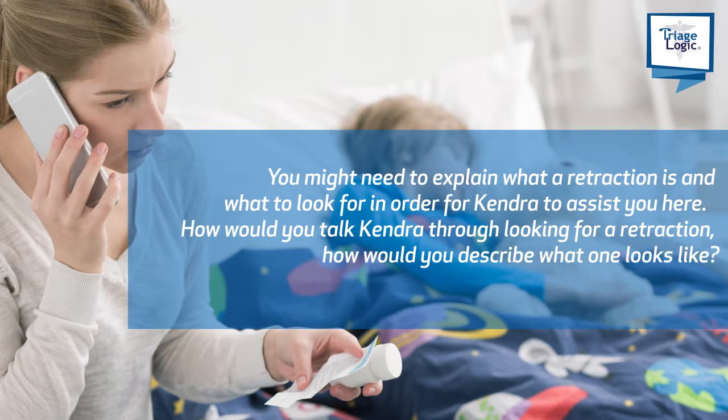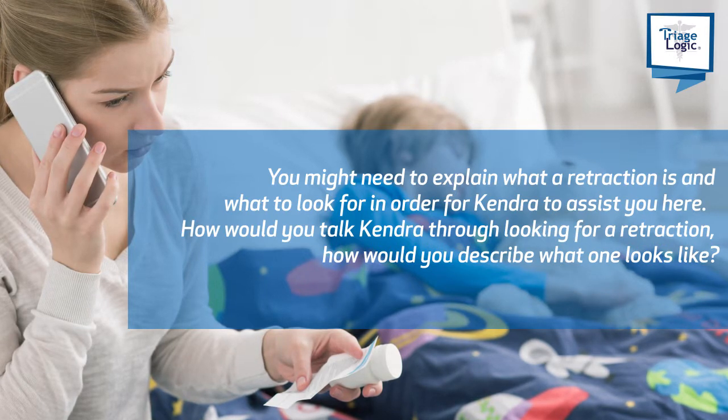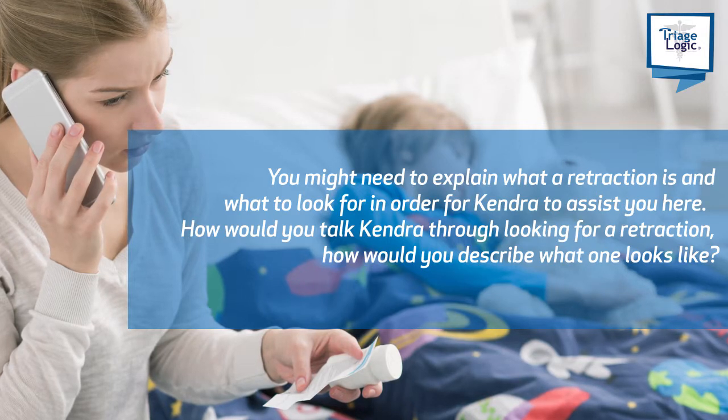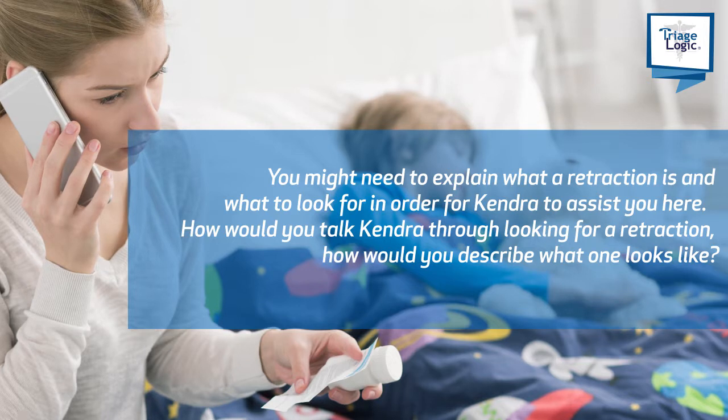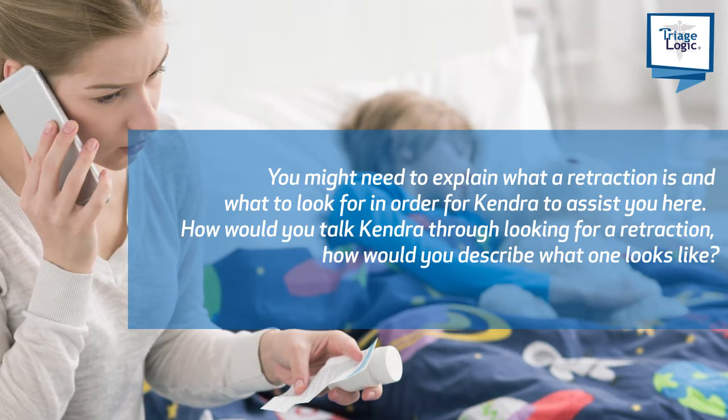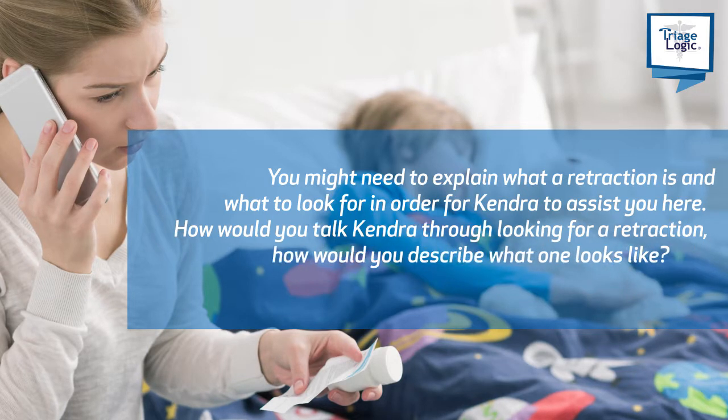Next, have Kendra lift Joseph's shirt to expose his stomach and rib cage. She must be able to visualize both to determine if he has abdominal or intercostal retractions. You might need to explain what a retraction is and what to look for in order for Kendra to assist you here. How would you talk Kendra through looking for a retraction? How would you describe what one looks like?